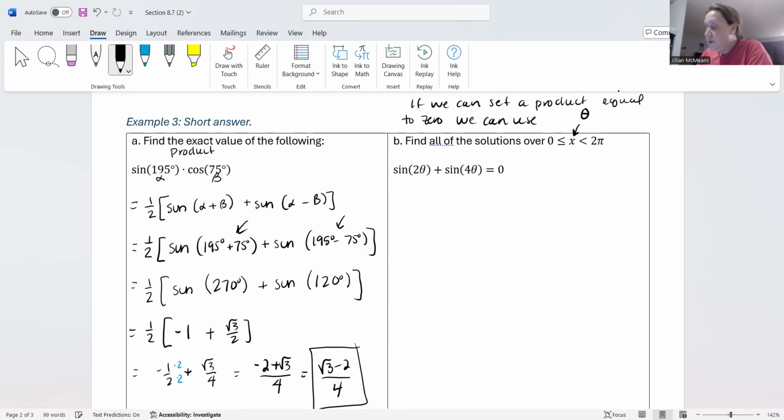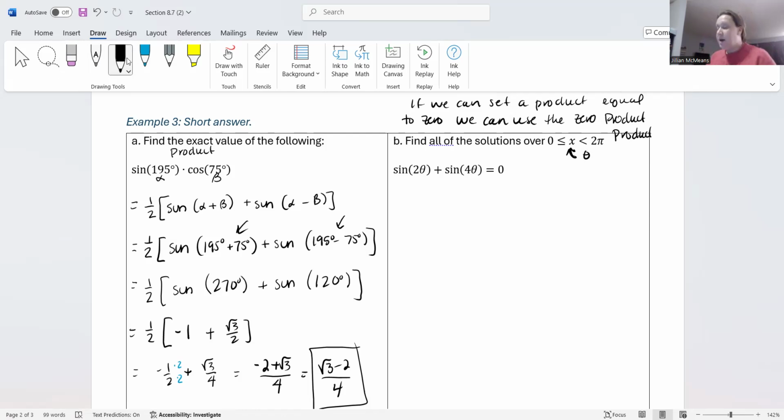we can use the zero product property. And that's really helpful when we're solving, okay? Now just don't forget that this x should actually be a theta. That was a typo on my part.